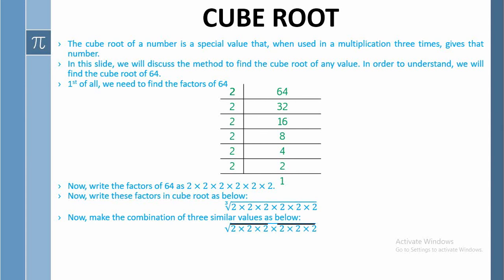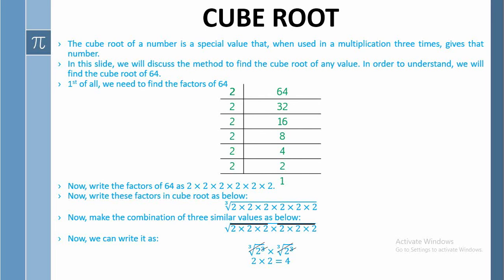multiplied by 2 to the power 3 as index notation, and we can write it as cube root of 2 cube multiplied by cube root of 2 cube. Cube can be cancelled out through cube root, and the value would remain 2 by 2, and 2 by 2 equals 4. It means 64 is the cube of 4, and 4 is the cube root of 64.